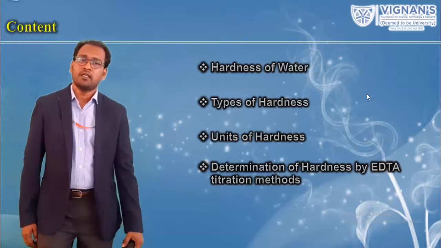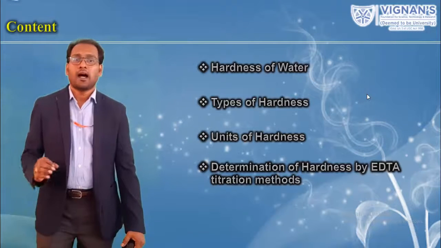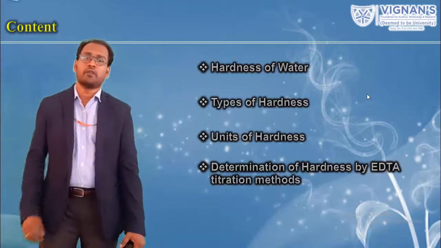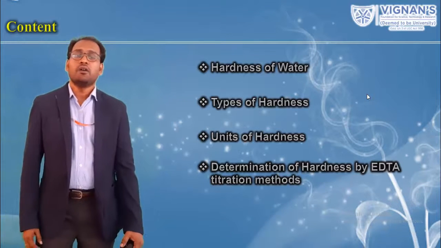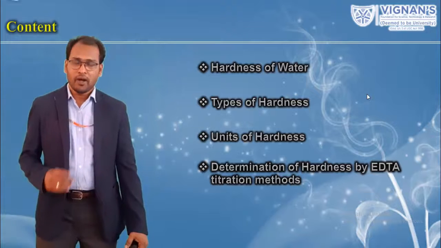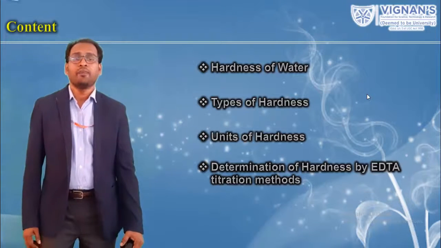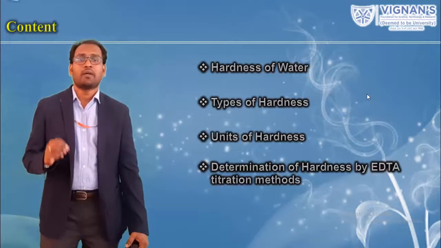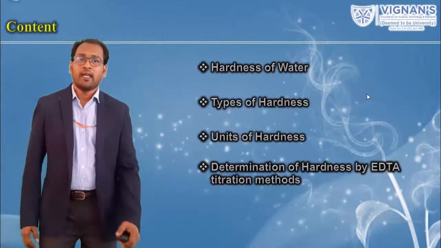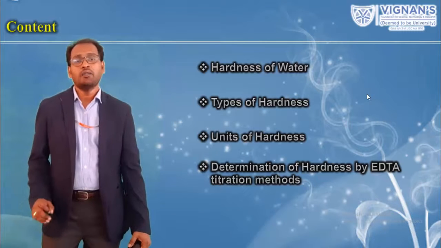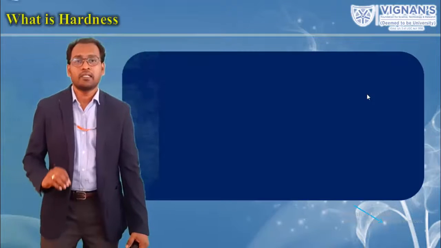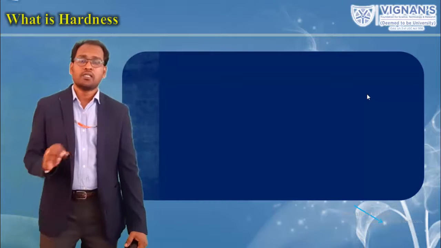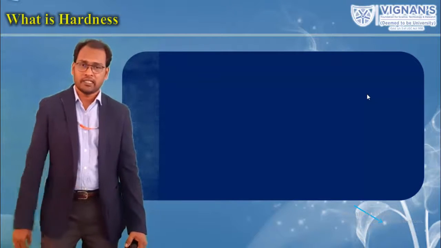In today's class we will be seeing the hardness of water, which we already discussed. We will see a small glimpse of it once again, and then we will see different types of hardness present in the water sample, and then we will see the units that have been used to determine the hardness, and at the end we will see how to determine the hardness present in a given water sample using the EDTA method. So this is the content for today's class.